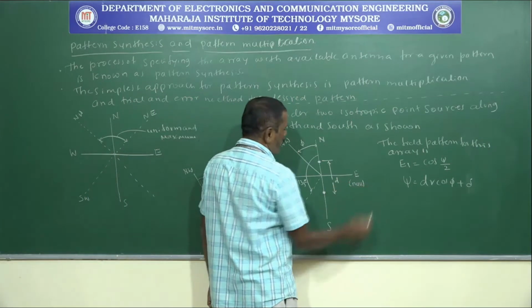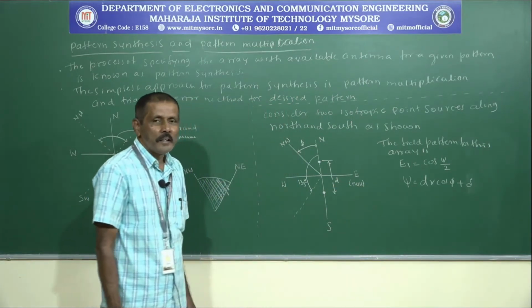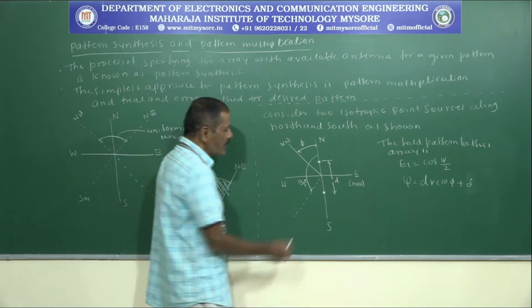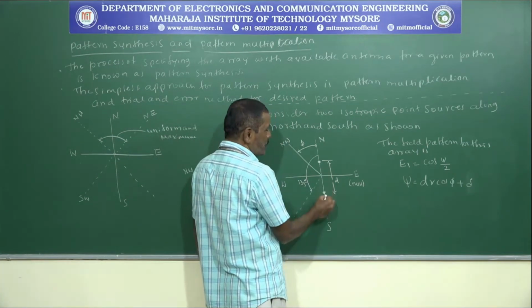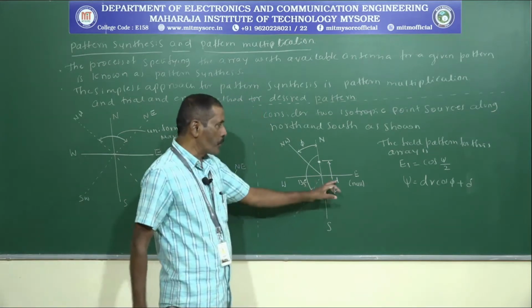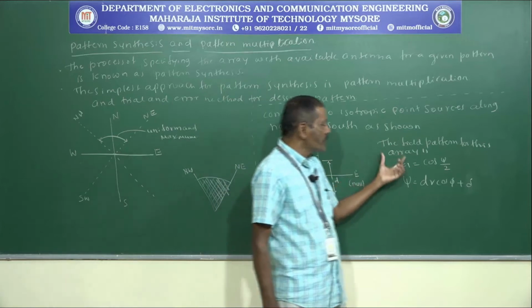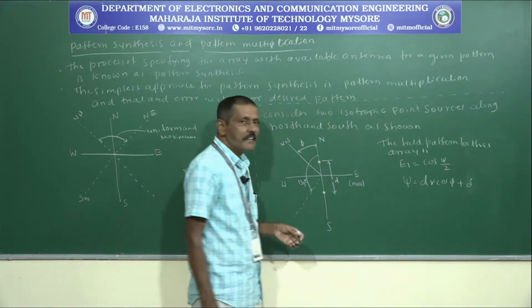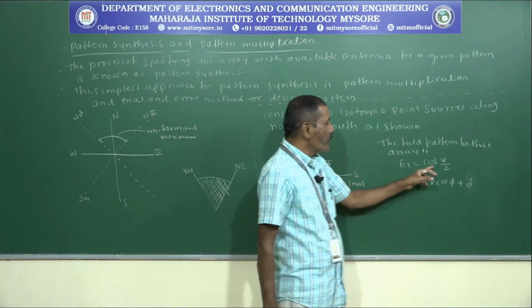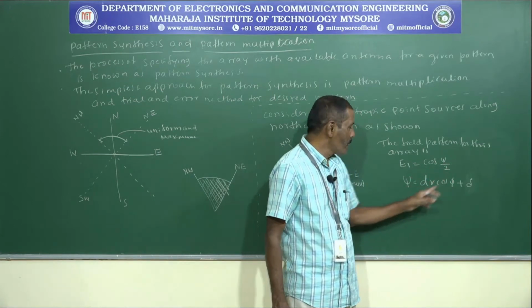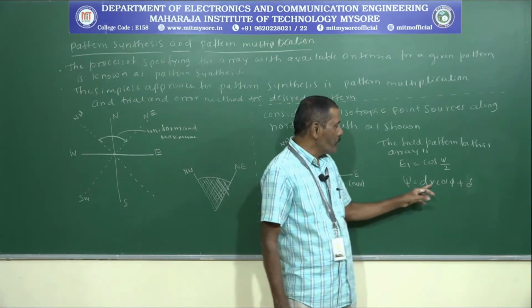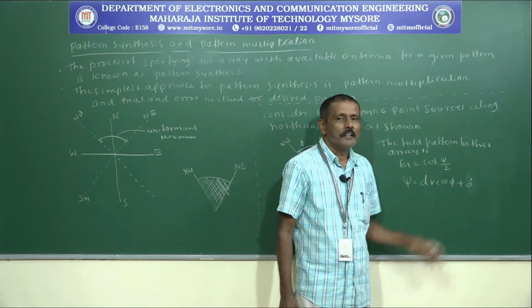Along this particular direction, we want to have a null radiation, or no radiation, and the distance between these two antenna elements will be equal to d. Then the field pattern for this array is E1 equal to cos of psi by 2, and psi equal to dr cos phi plus delta.